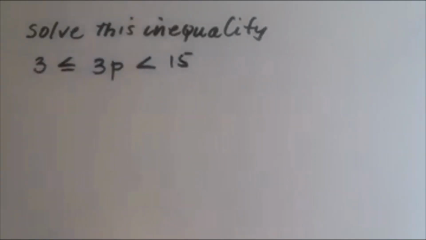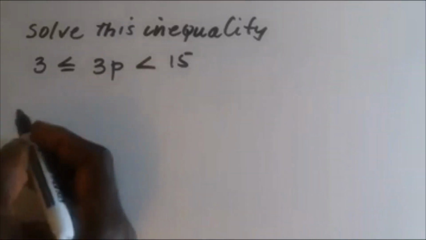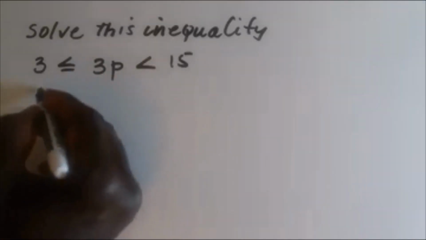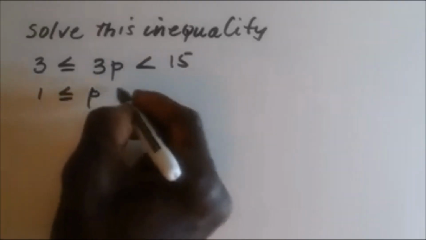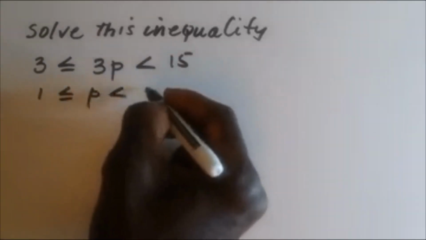Here's another one to try here. We need to find an inequality in terms of p. We divide throughout by 3 to get 1 is less than or equal to p less than 5.